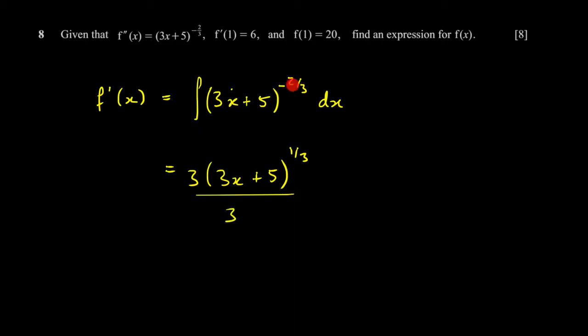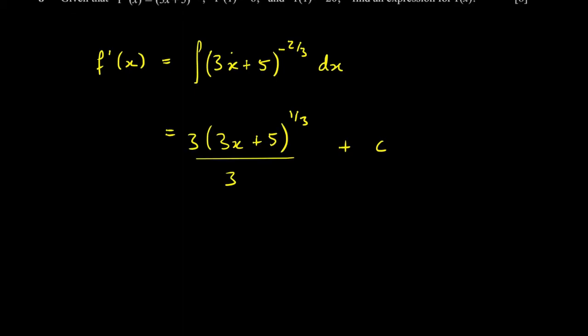You take this power, you increase it by 1, you divide by that new power, you then take the coefficient of the x and you divide by that. However, I need to remember to include here the constant c, because I've got an indefinite integration, and so therefore I need to include the constant. Now, of course, we know that 3 divided by 3 cancels off, so we're just left with that.